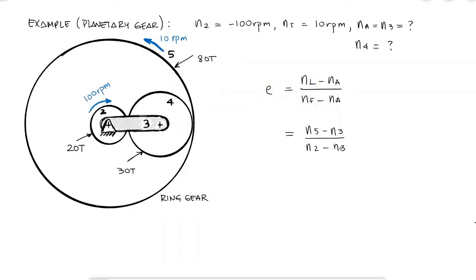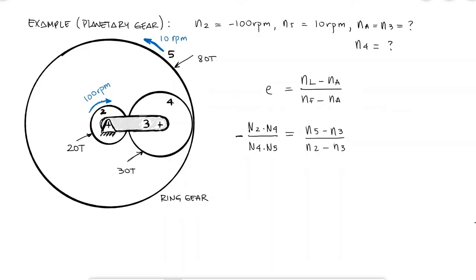And we know that the train value is given by the number of teeth of the driving gears, in this case 2 and 4, since 2 is driving 4 and 4 is driving 5, divided by the number of teeth of the gears that are being driven, in this case 4 driven by 2 and 5 driven by 4. Additionally, we know that this train value needs to be negative, since the rotation of the gear 2 is in opposite direction of the rotation of gear 5.